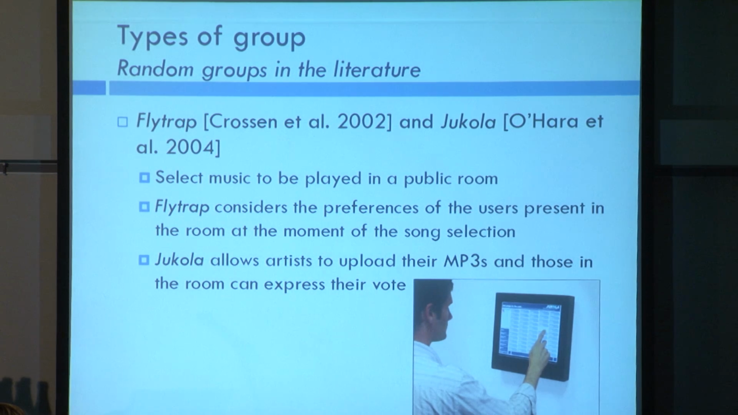Then the last two systems we will see that consider random groups are Flytrap and Ucola, which are two systems that select music to be played in a public room. Flytrap considers the preferences of the users present in the room at the moment in which the song gets selected, while Ucola allows artists to upload their MP3s and allows the people in the room to express their vote. Here you see a screenshot, and you see that the users have an interface in which they can express a vote, so that the system can decide what music to play.